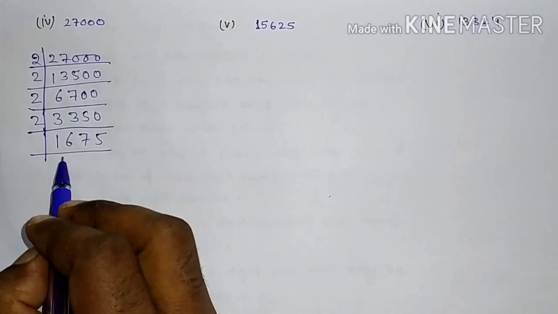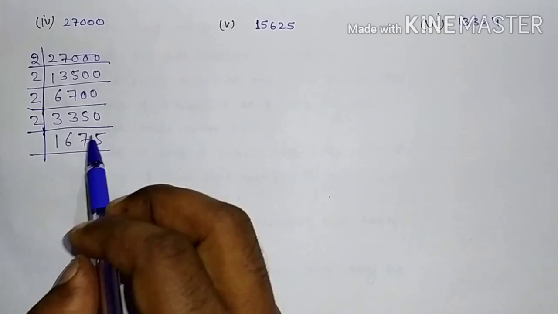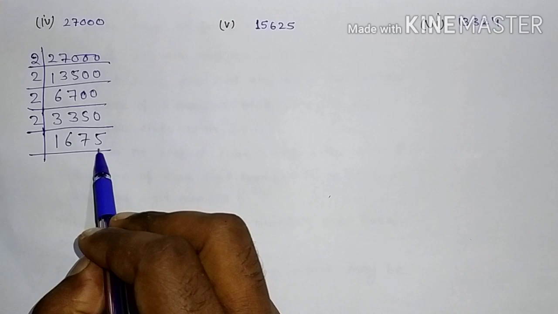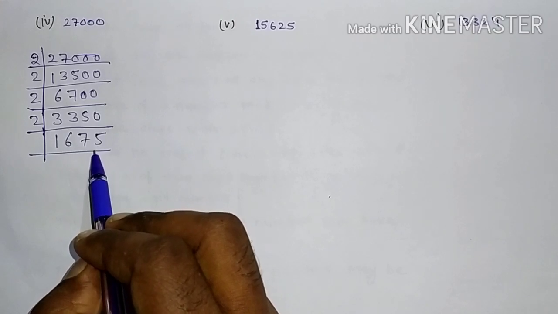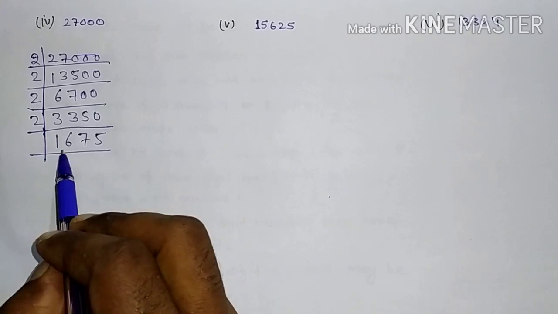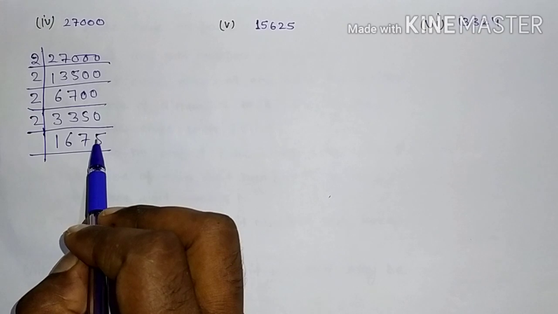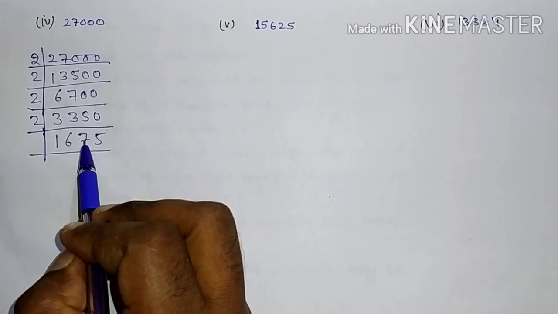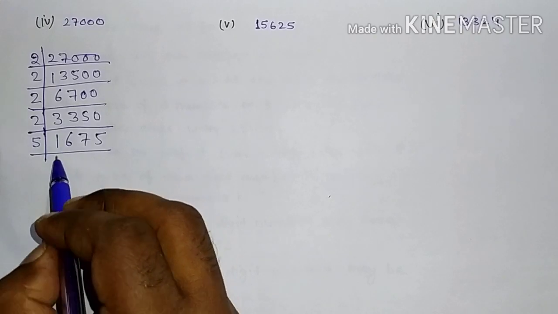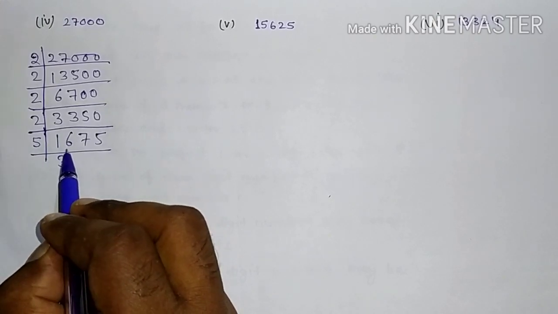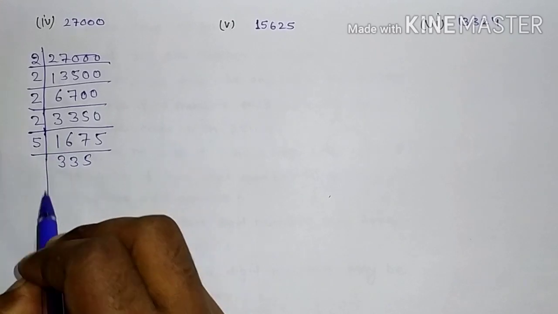Again we can divide by 2, but it is not divisible by 2 because the unit digit of 1675 is 5. So here we can check by 3. 3 5 ja 15, carry 1, 17, 3 5 ja 15, and 25. So it is also not divisible by 3. So here we can take 5. 5 3 ja 15, carry 1, 17, 5 3 ja 15, 5 5 ja 25.